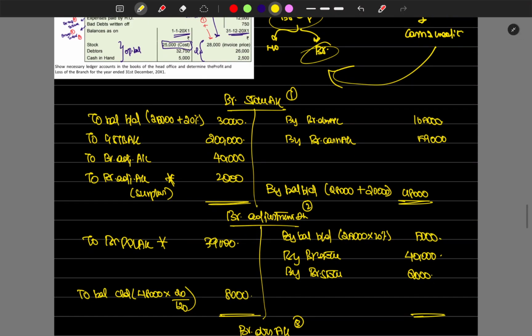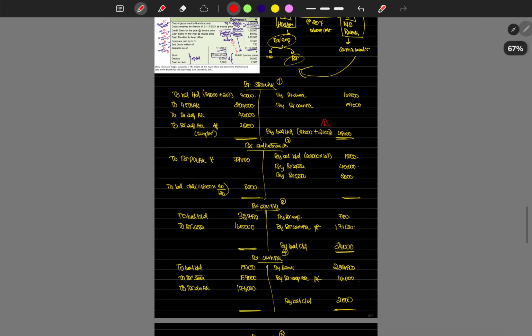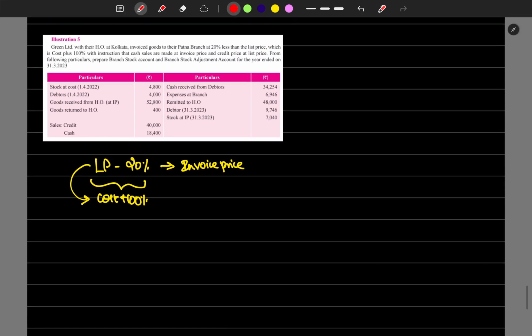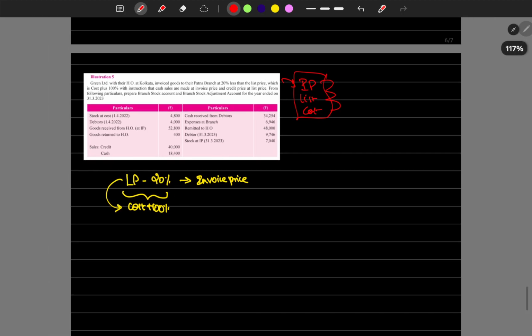The key thing we have to note here is this goods in transit. This is the new item you have to learn, and these kinds of line items are where mistakes are made in the exam. So we should be aware of this kind of line item. Then there is one other problem also in our exam, in our CMA material. I'll solve it in another video, because this involves invoice price, list price, and cost. They have played around with these things, so I'll solve it in another video.